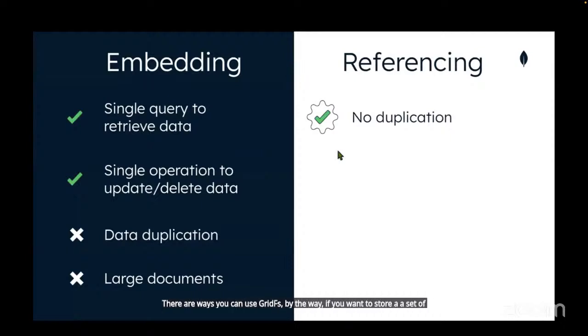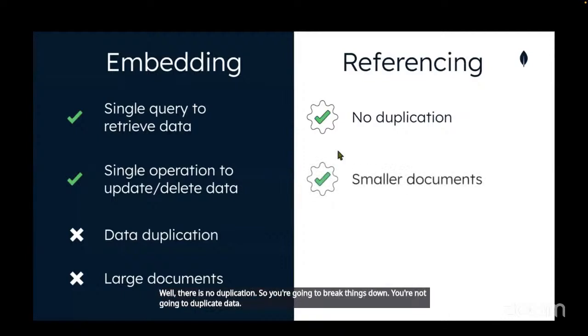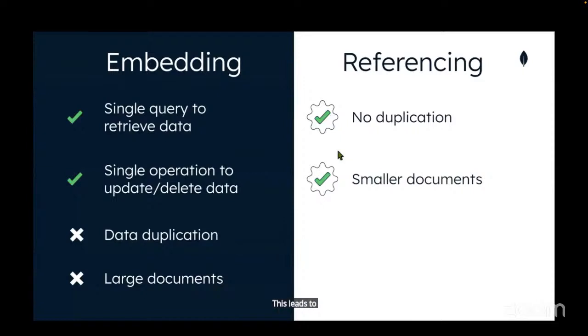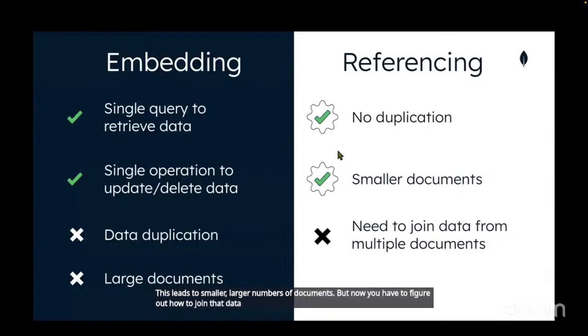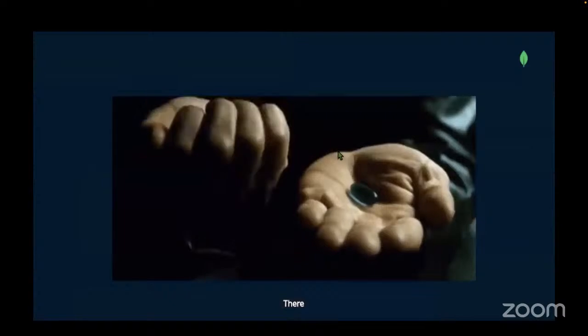On the referencing side, well, there is no duplication. Okay, so you're going to break things down. You're not going to duplicate data. This leads to smaller, larger numbers of documents. But now you have to figure out how to join that data the same way that you do in the relational world. And again, I gave you a clue earlier. The operator that you're going to want to reference is $lookup. There are several others, but $lookup is the main one.